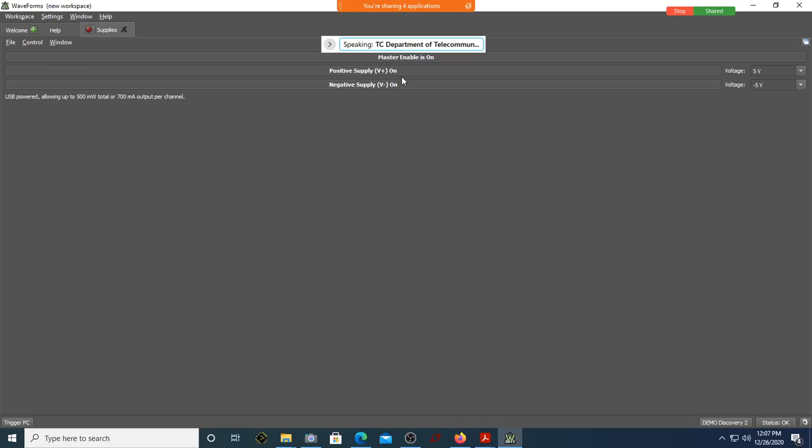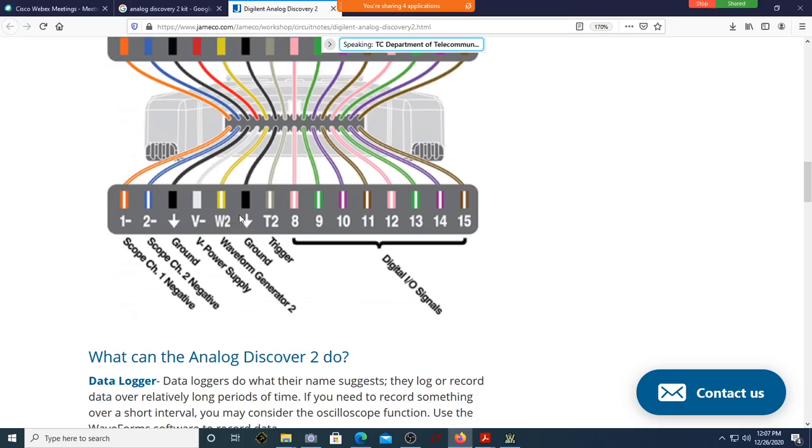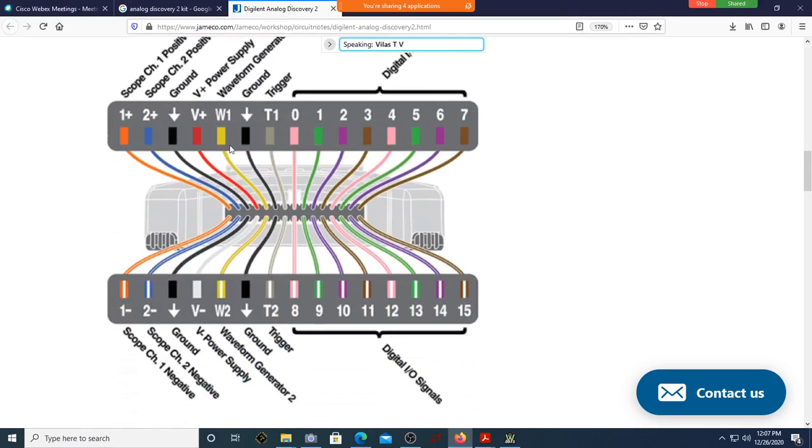Correct? What does this mean? Let me show you this. So you have this VCC, minus VCC, no? Can you see here? V plus power supply and V minus power supply. At these 2 points, you will have 5 volt and minus 5 volt with respect to ground.